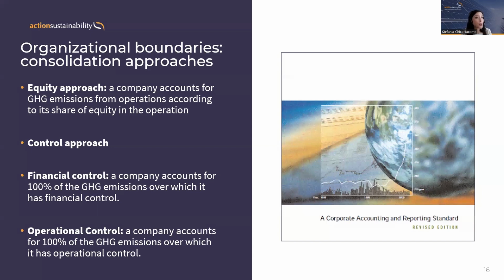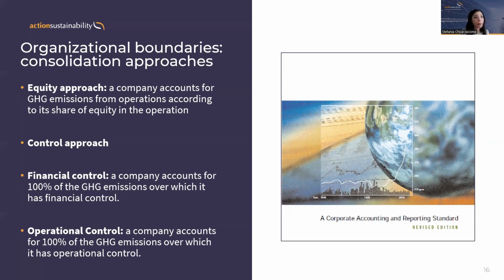So the first approach is called the equity share approach. And this is a way of accounting carbon according to your share in the operations. So in other words, it's about your economic interest. An example of that are joint ventures. So if your company, for example, has a 50% share in a joint venture, then you will be accountable for 50% of those emissions, okay?